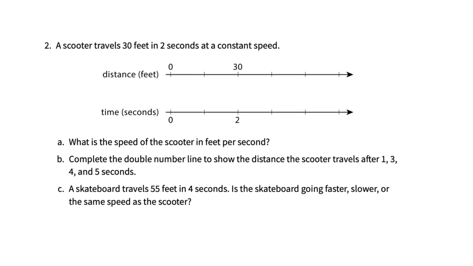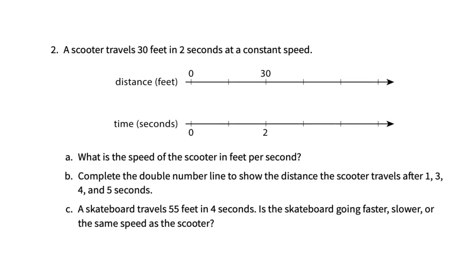A scooter travels 30 feet in 2 seconds. They've conveniently given us our double number line already. What is the speed of the scooter in feet per second? Well, that means we want 1 second, which means since we took our 2 and cut it in half, we've got to take our 30 and cut it in half, and that means we have 15 feet in 1 second.